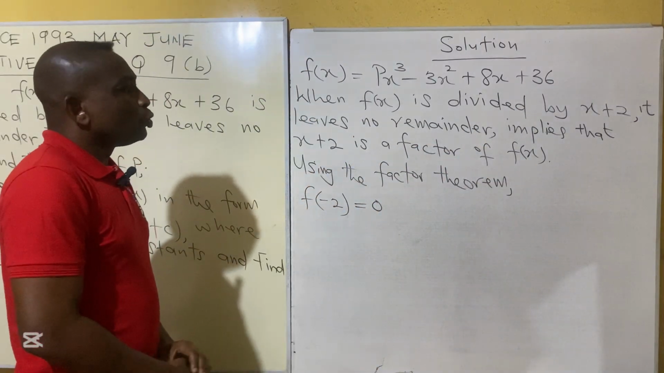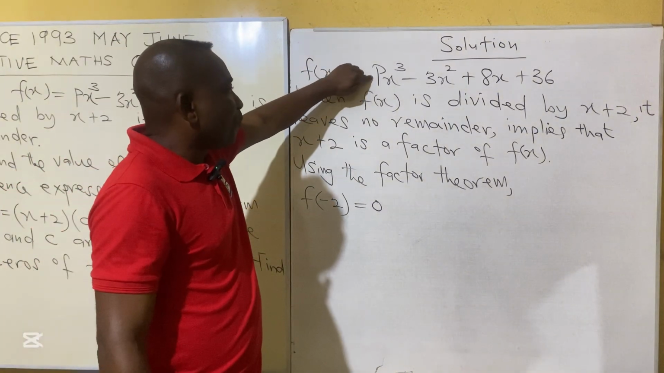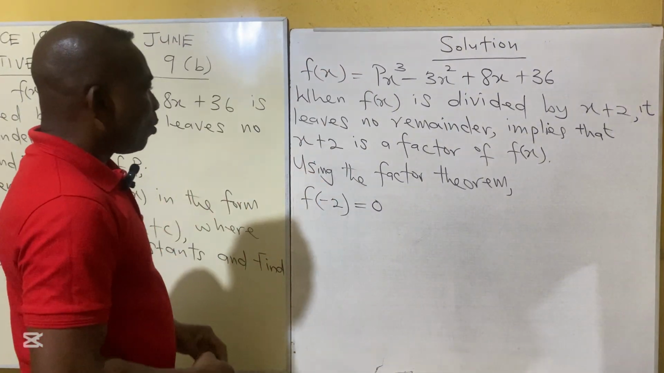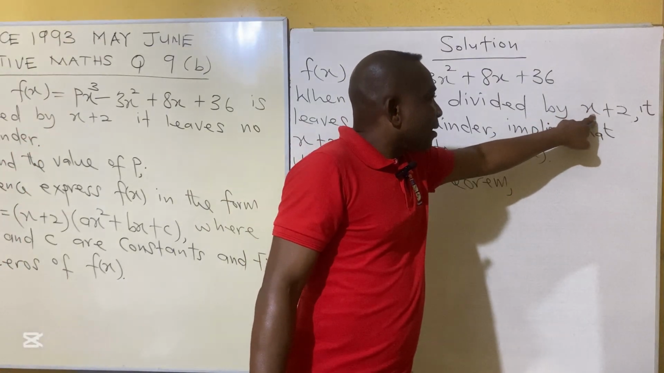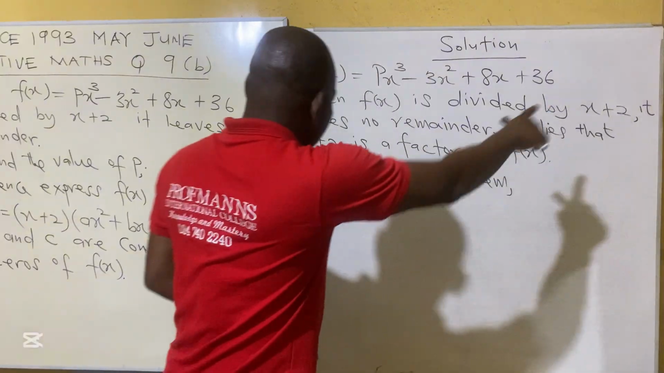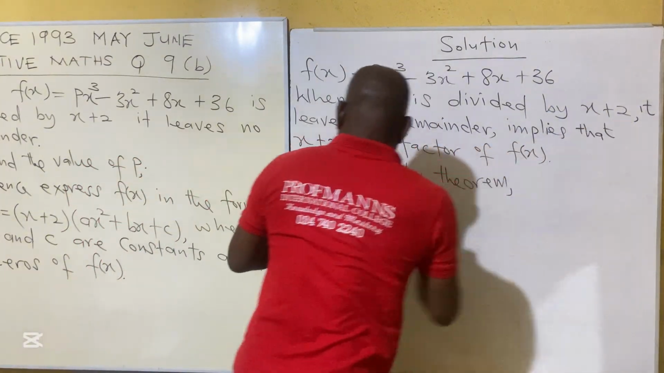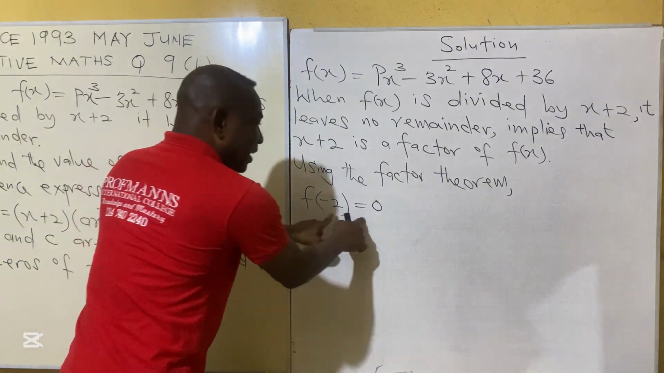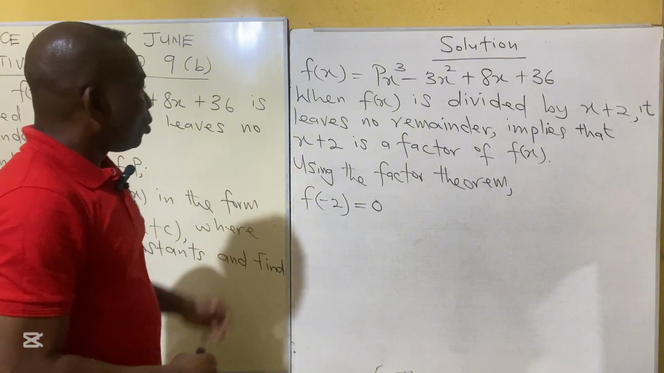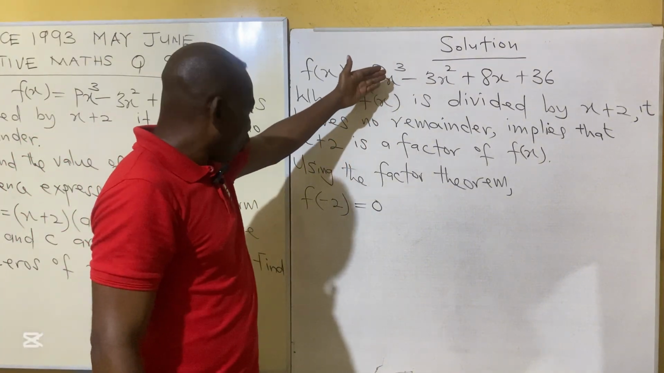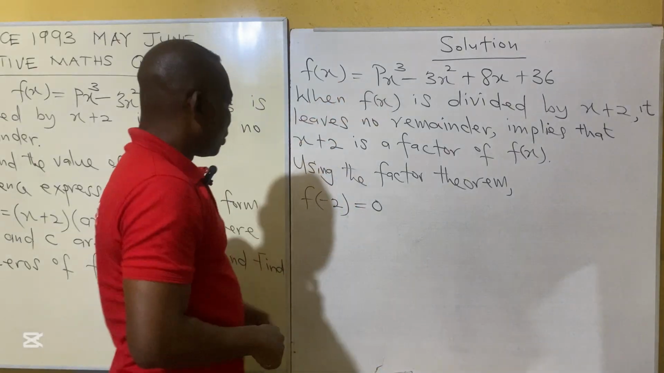So here we are going to use the factor theorem to calculate the value of p. For the factor theorem, we consider the factor. Because this is x plus 2, it should be f of minus 2. Then it will give us 0, according to the factor theorem. So we rewrite this polynomial, and in place of x, we put minus 2. Then we equate to 0.